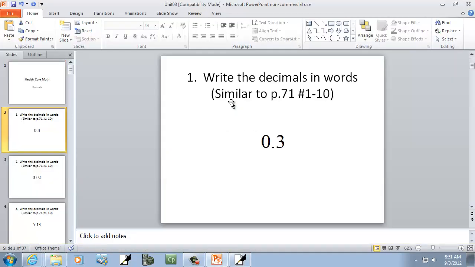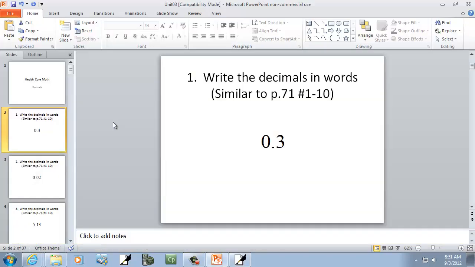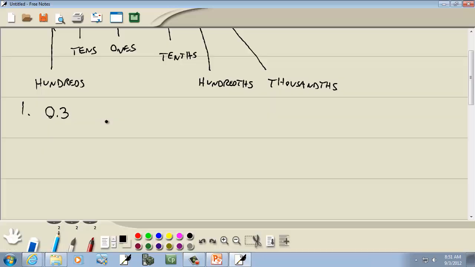Well, let's take a look at our first problem. It says write the decimal in words. And we got 0.3. Well, you have to look at where this ends. This ends in the tenths place. So this would be 3 tenths. And that'd be your answer.